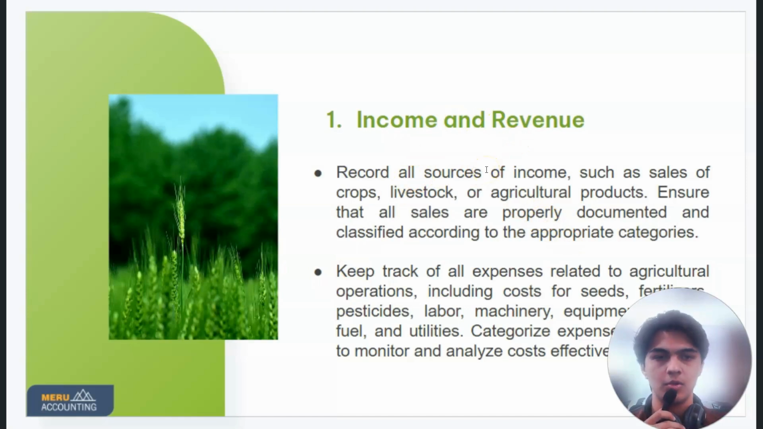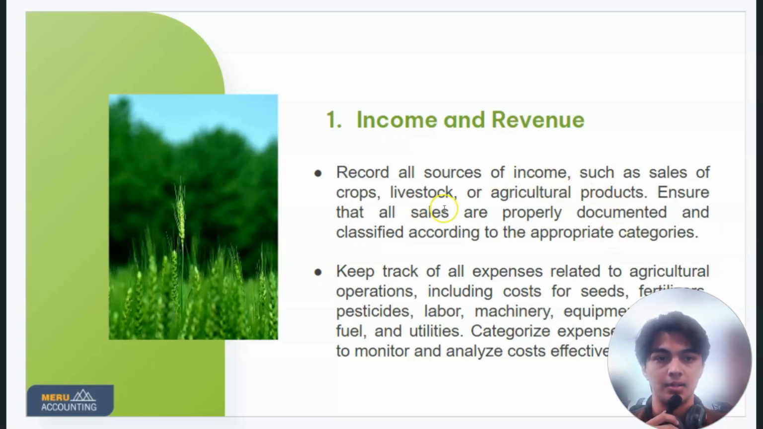In income and revenue, you will need to track all the sources of your income, all the streams of your income. That will be your crops, your livestock, or the agriculture products that you've been selling. Make sure that all the sales are properly documented and classified according to their categories. If you are selling crop products or agriculture products, then you have to classify it as an agriculture product that you have sold.